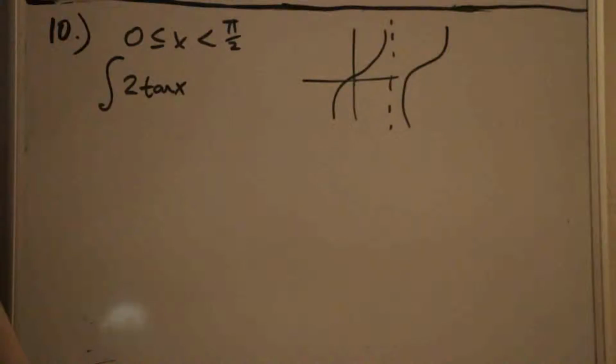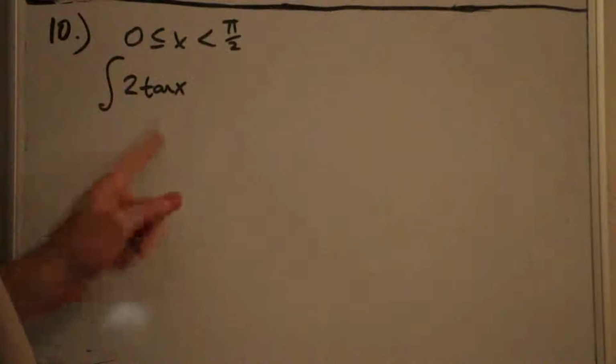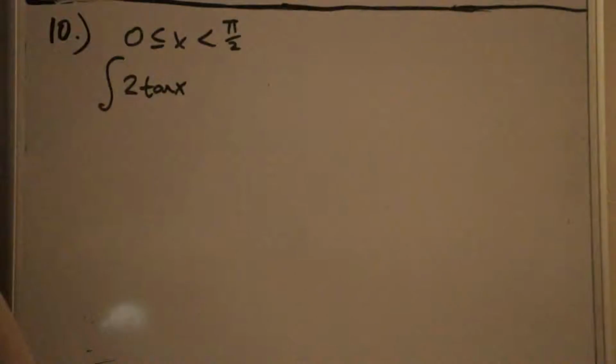So that's not there really to help you at all. If anything, it might confuse you, but it's there specifically to make sure that the answer you get is actually true. If they didn't give that, then the answer to this question wouldn't be true. So long story short, don't pay too much attention to that. All they're asking for is the integral of 2 tangent x, okay?